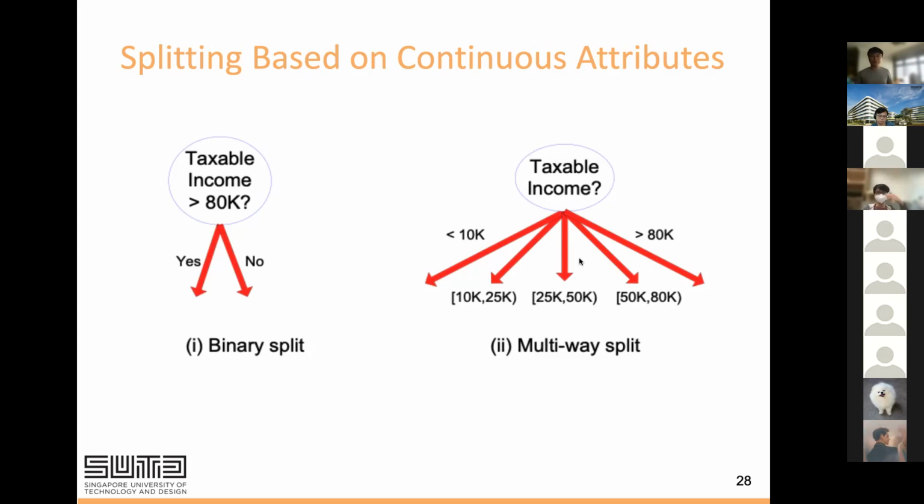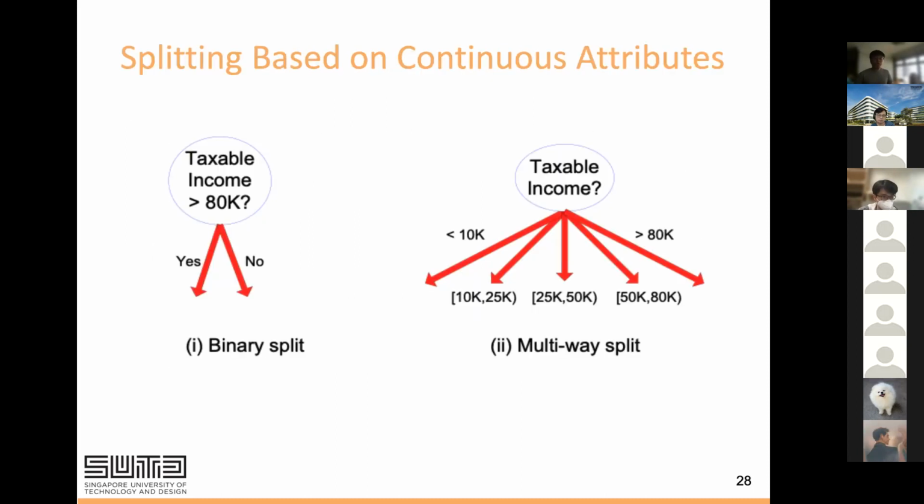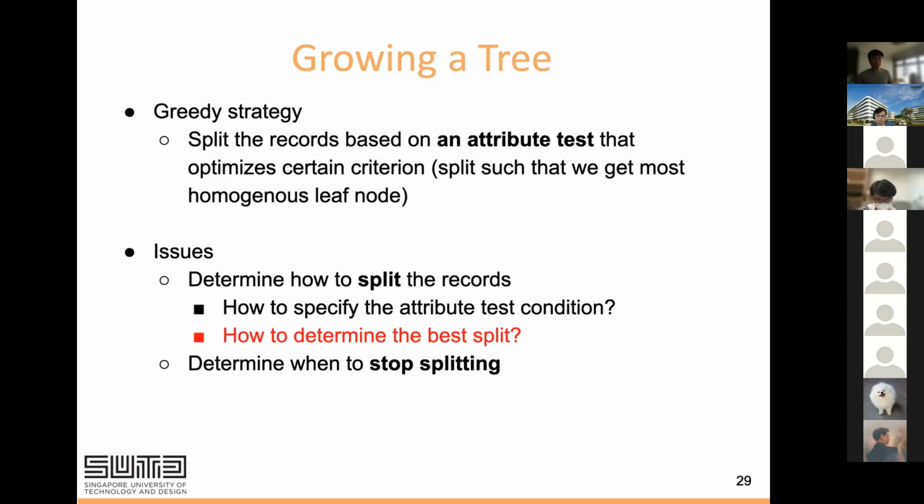The other way you can do it is what I said. You do the discretization, then you do a multi-way split. So in this case, less than 10K go here, greater than or equal to 10K and less than 25K, and so on and so forth, as you can see. So that's the way we can define the attribute test condition.